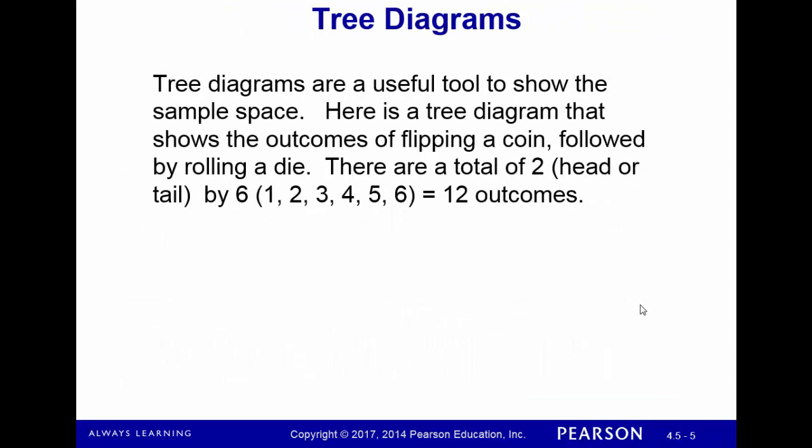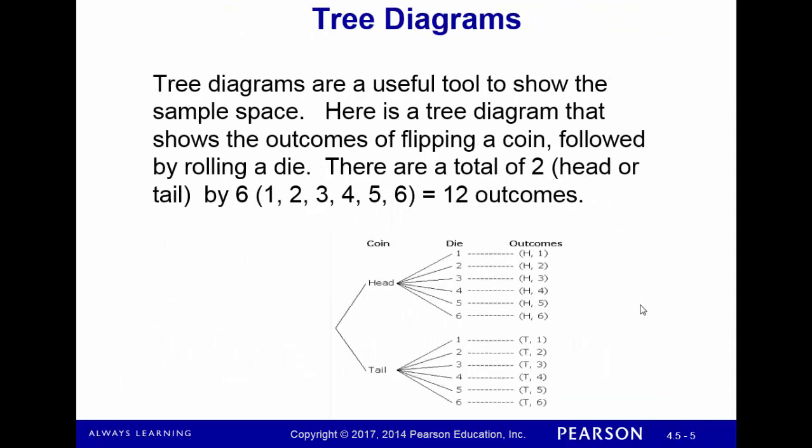Tree diagrams are a helpful way to show the sample space. Here's a tree diagram that shows the sample space for flipping a coin, 2 outcomes, followed by rolling a die, 6 outcomes. So 2 times 6 is 12, and here are the 12 outcomes.